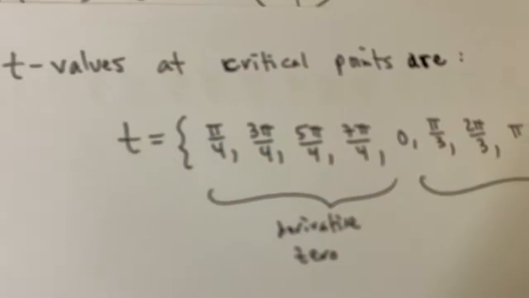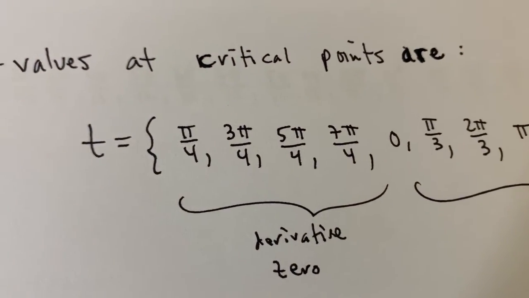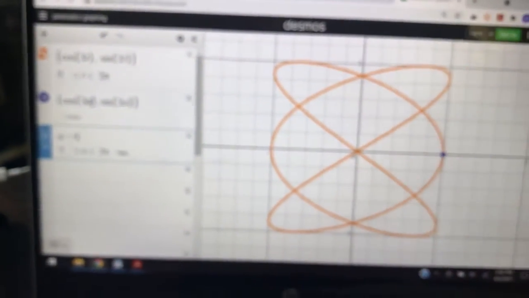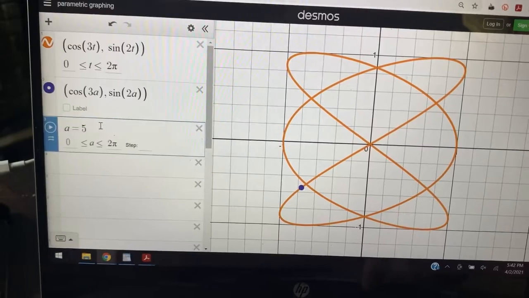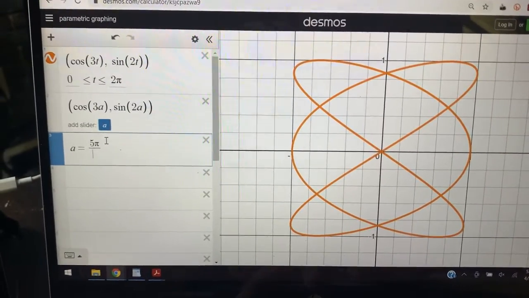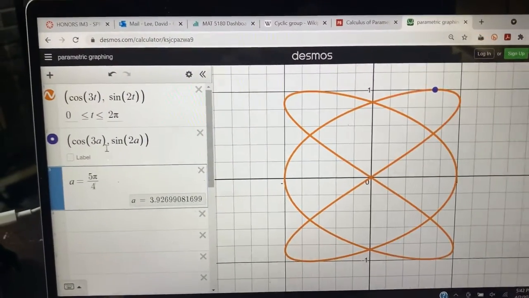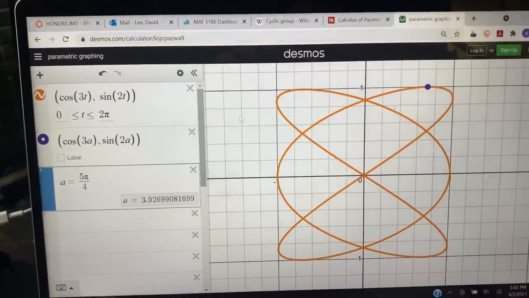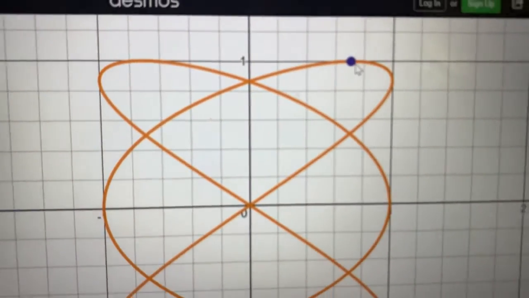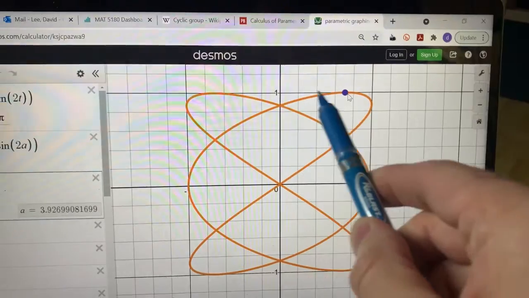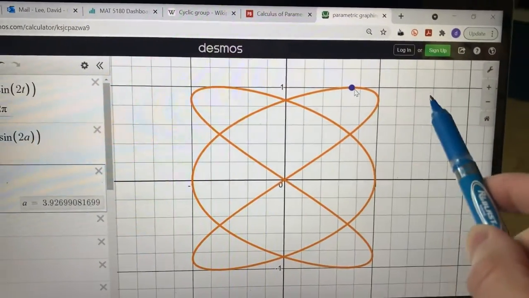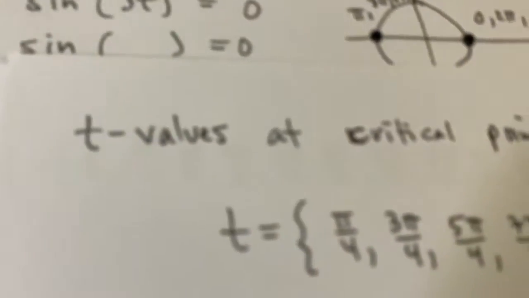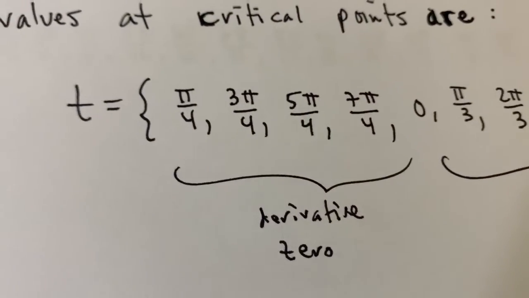What did we say? We said we're gonna test 5π/4. Watch what happens here. If I plug in 5π/4, let me divide by 4, and look at what happens. You get this point here, which is right there. And you notice that here, the tangent is gonna be perfectly flat because the slope should be 0, because this 5π/4 is what made the derivative 0.